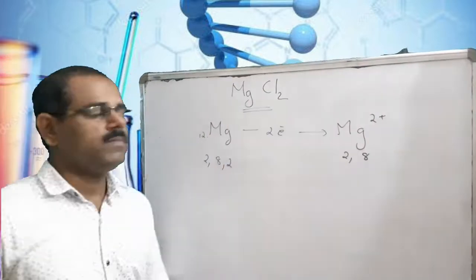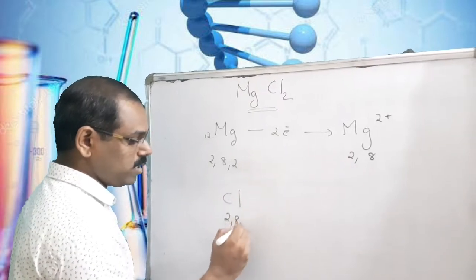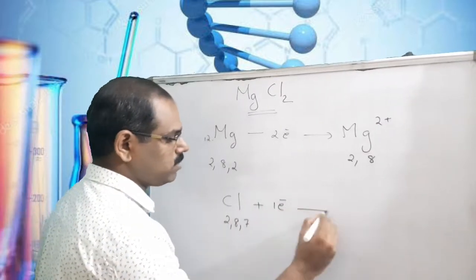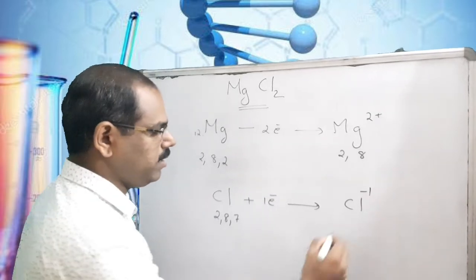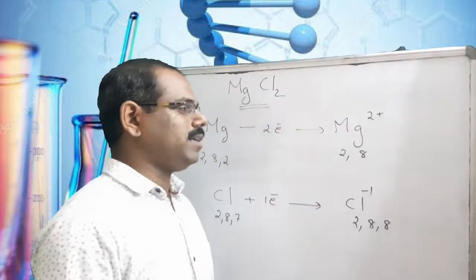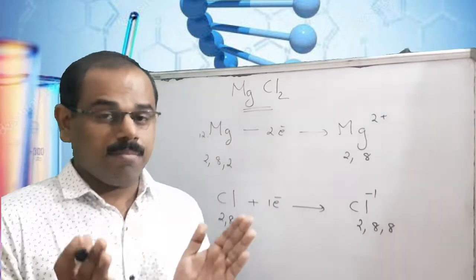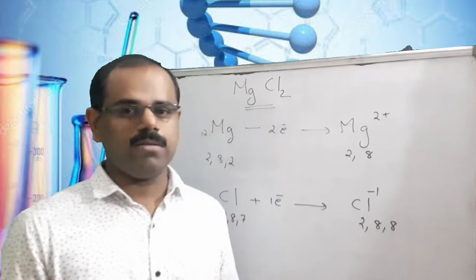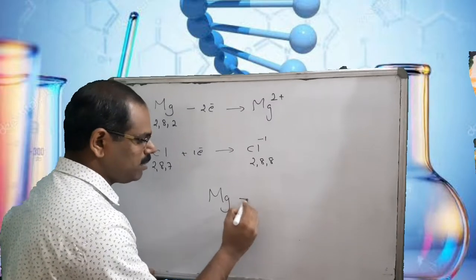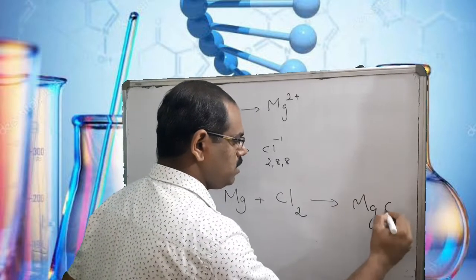So how do we write the ion formation of chlorine? We have already learned chlorine has 7 electrons in its outer shell. That means 2, 8, 7. So it gains 1 electron to form chloride ion, that means 2, 8, 8. So now we have got a cation, magnesium ion, and an anion, chloride ion. We combine magnesium ion and the chloride ion to get magnesium chloride. How do we write the formula? Magnesium combines with chlorine. Chlorine is a diatomic element, giving magnesium chloride, MgCl2.